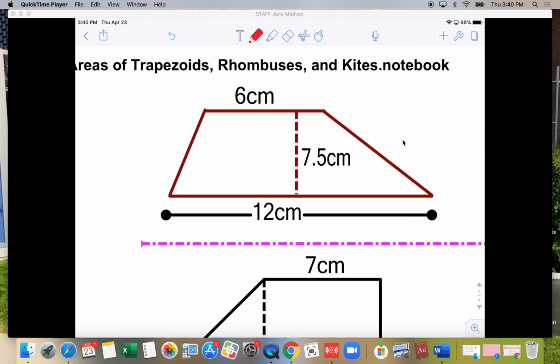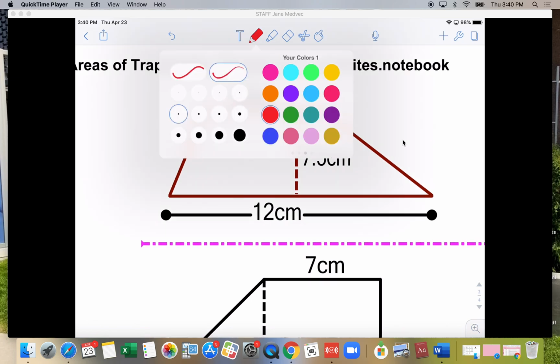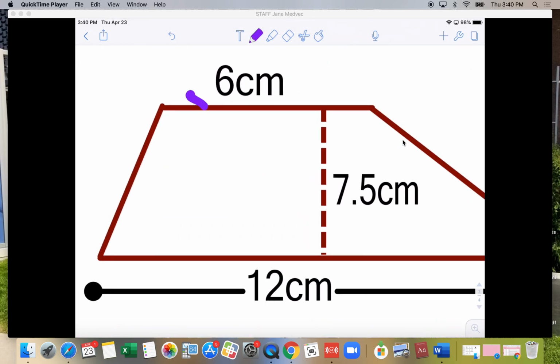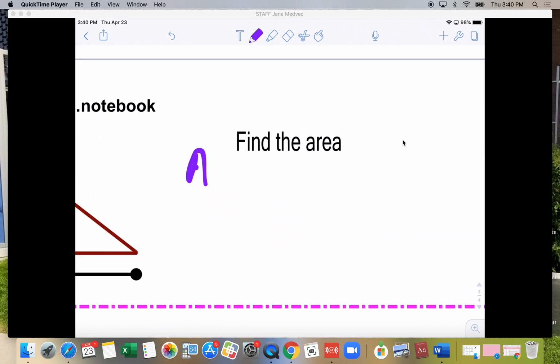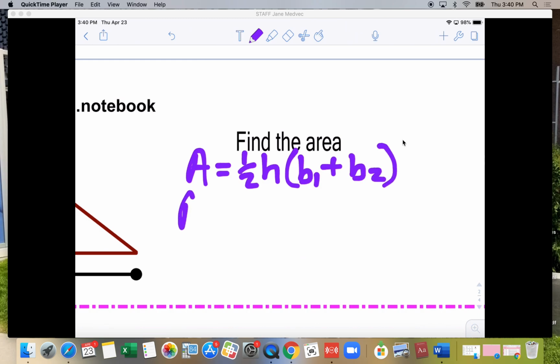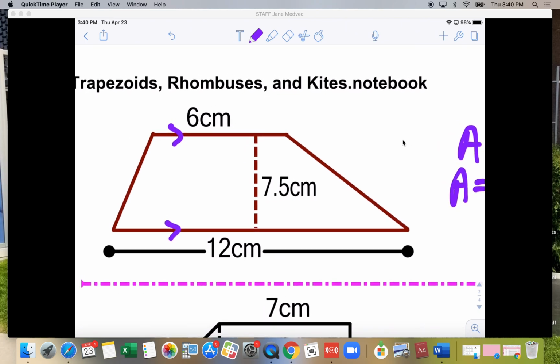This shape is also a trapezoid. Again, take a look at the parts that are parallel to each other. This is parallel to this, so that would be B1 and B2. I'm going to write the formula: A equals 1/2 H, B1 plus B2. So that's the first step. The second step is grabbing my measures. You're going to notice here that the height is straight down. This side is not the height, and this side is not the height. The actual height of the figure is this right here, dropped down to make that 90-degree angle.